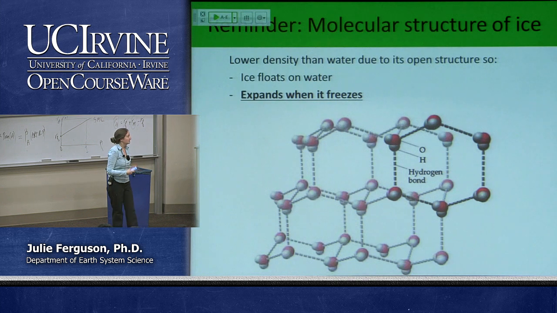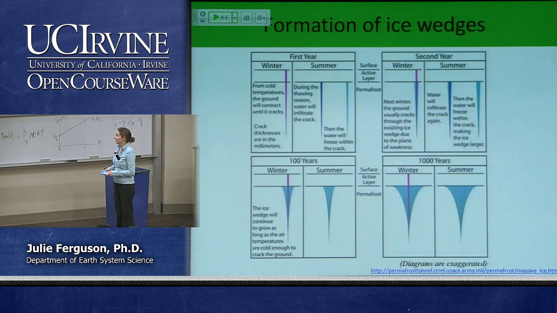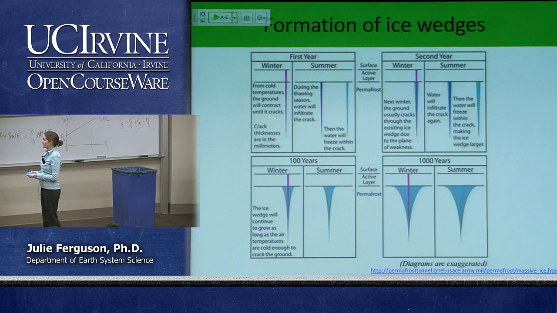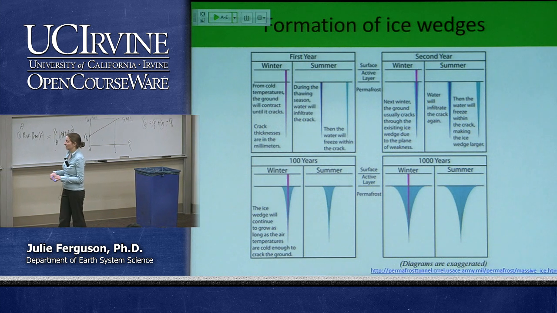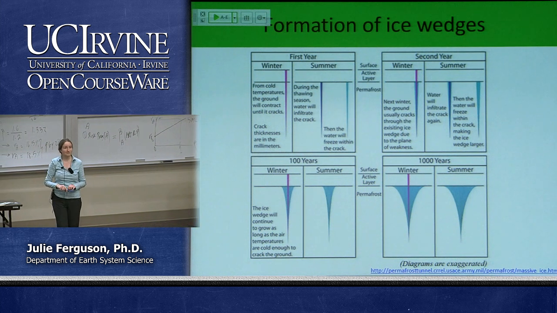But that's not true of, say, soil. Soil will contract as it freezes. And that funny mixture between the two allows us to develop frost wedges or ice wedges. So this is a complicated looking thing, but the explanations are helpful. So look at my top left-hand box to begin with.